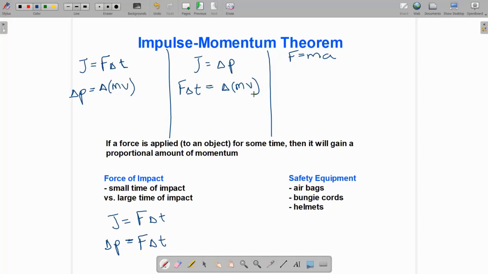Now, why are those things equal to each other? Let's go back over here and look at this equation. We mentioned it on the last slide. Force is equal to mass times acceleration.